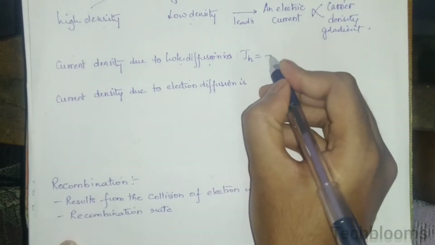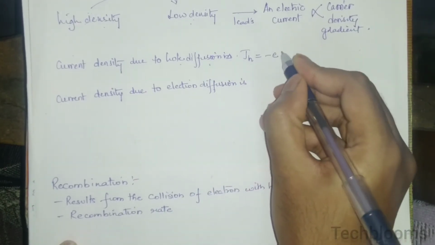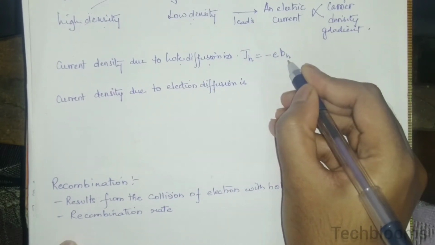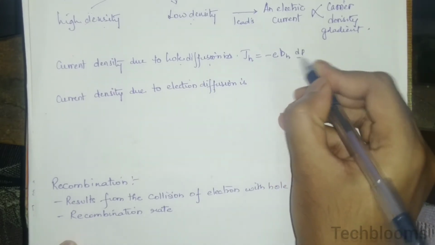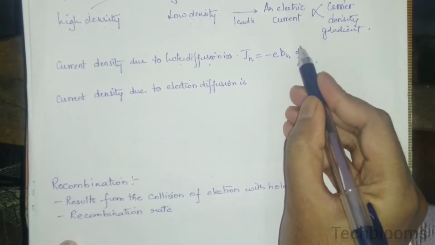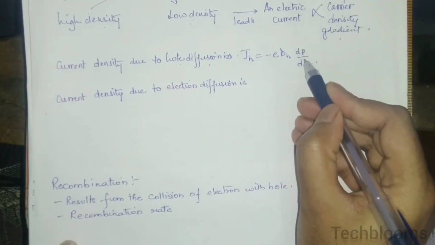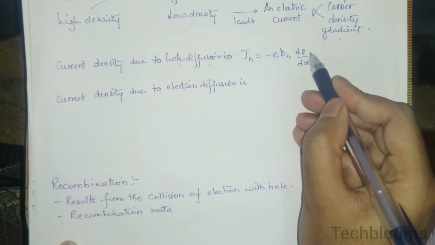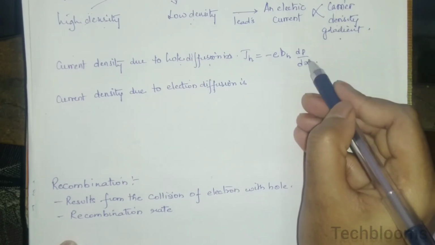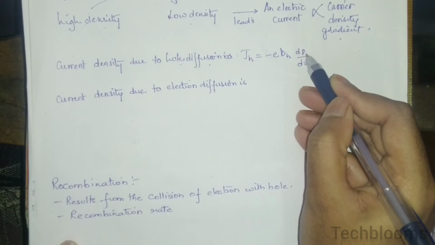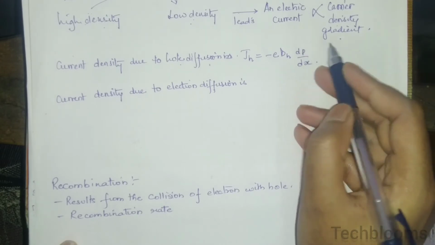It is minus e, the charge of electron, into D_H, that is the diffusion constant, into dP by dx. So I've told you what dP by dx is: it is nothing but the carrier density gradient of holes. Since it is P, that is hole density, it's a carrier density gradient. Gradient is basically the derivative of the hole density.